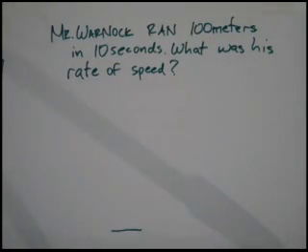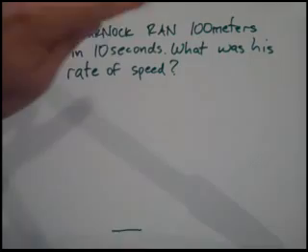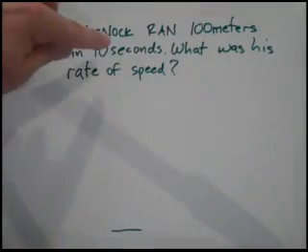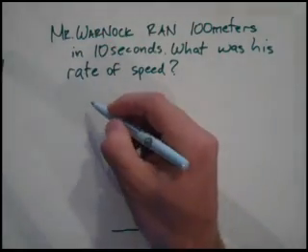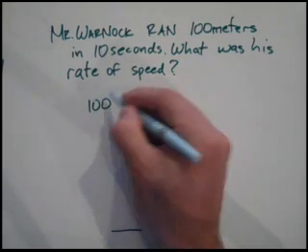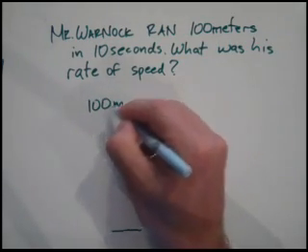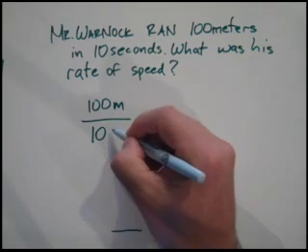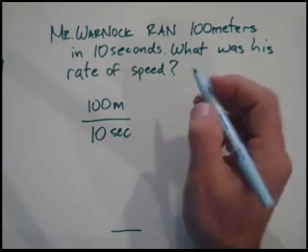Alrighty, so we're back inside. Let's solve this rate problem. We see that Mr. Warnock ran 100 meters in 10 seconds. Okay, not really, but for this problem it's going to be 10 seconds. What we're trying to calculate is his rate of speed. And don't forget, a rate compares two different measurements. Here we're comparing distance and time. So we're creating a ratio: 100 meters over 10 seconds.